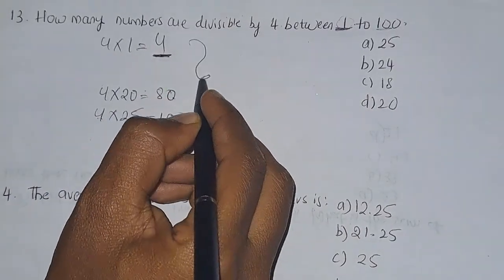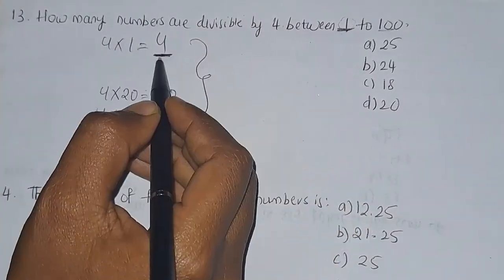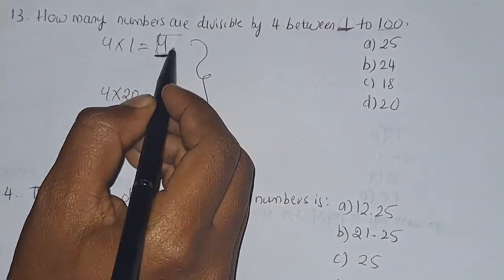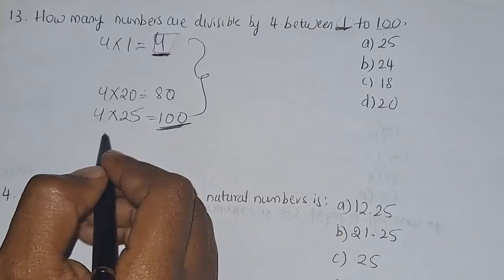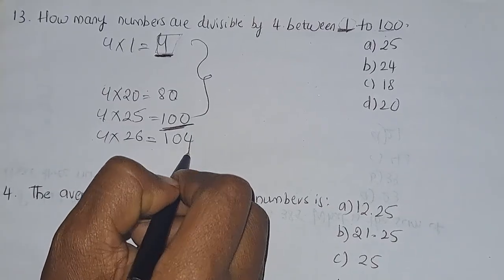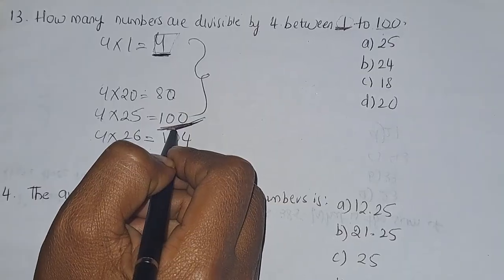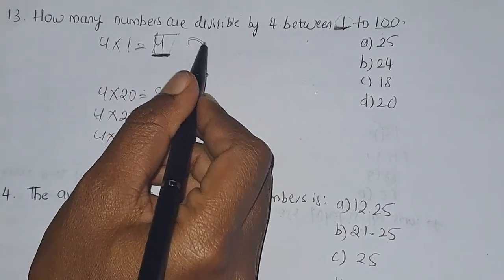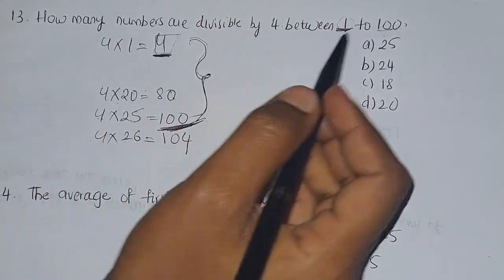So how many numbers do we have from 1? The first number is 4, which is divisible by 4, and we go up to 100. If you consider beyond that, you will get 104, but we have to consider only up to 100 for the given question. So how many numbers are divisible by 4 from 1 to 100?